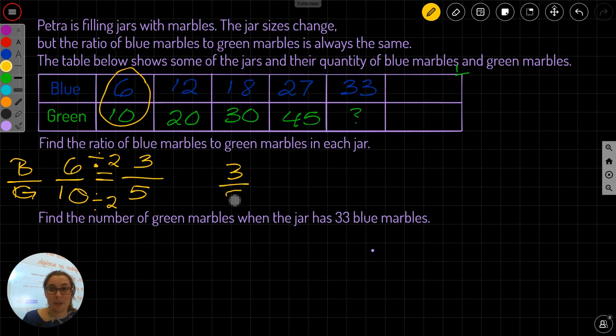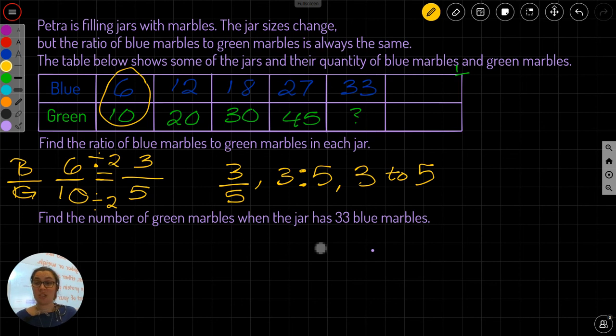3 to 5, which I will write as 3 to 5. They all mean the same thing, they're just different ways of writing. Personally, when I'm dealing with them like this, I like to use fractions because I can do them side by side like that. But you could also do them up and down like this, have a 6 to 10 up here, and do it that way if you prefer. Whichever way works best for you, do it that way, as long as you are consistent and correct.